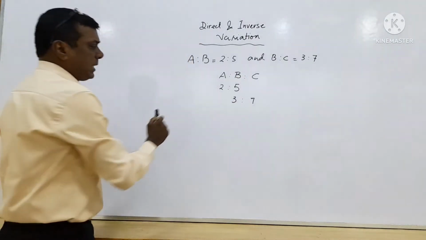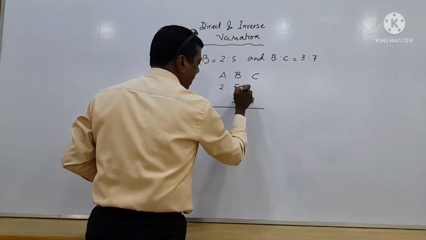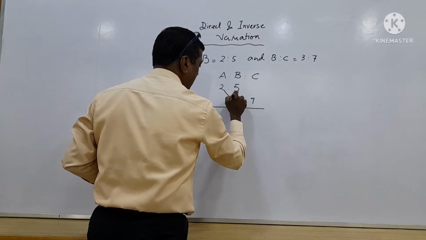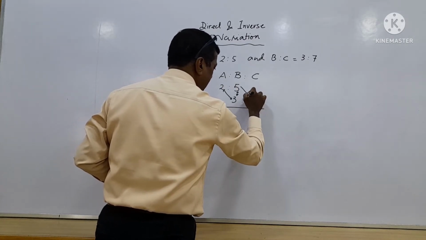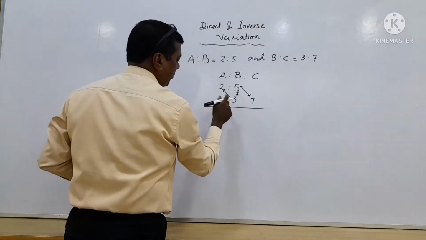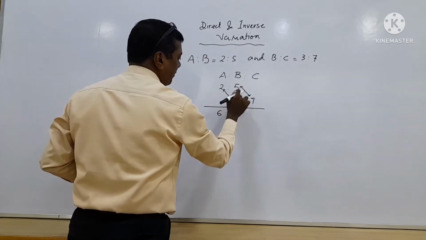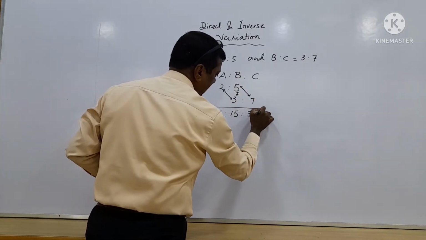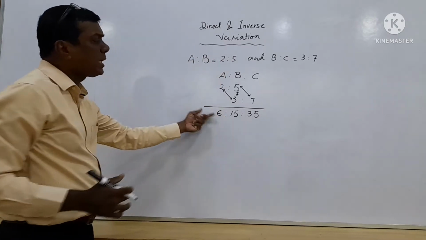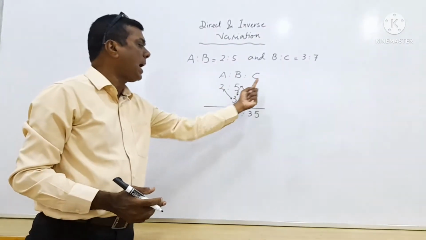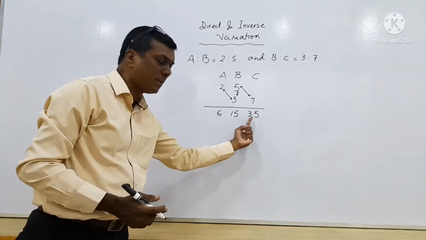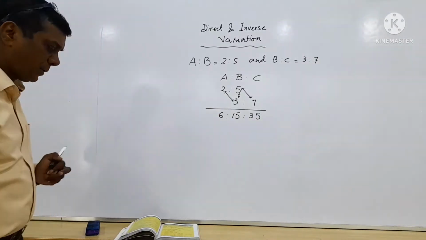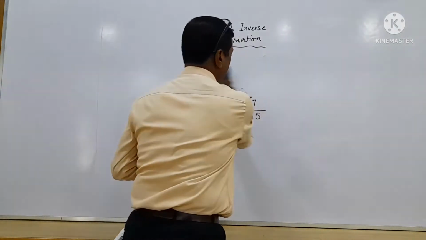Once you have this, what you do is you simply multiply these two, and these two. 2 times 3 will give me 6. 5 times 3 will give me 15, and 7 times 5 will give me 35. So this is the continued ratio between A, B and C, and I can see that I cannot simplify this further, so this is my answer. Okay, so once I have understood this, then I will do one more example.